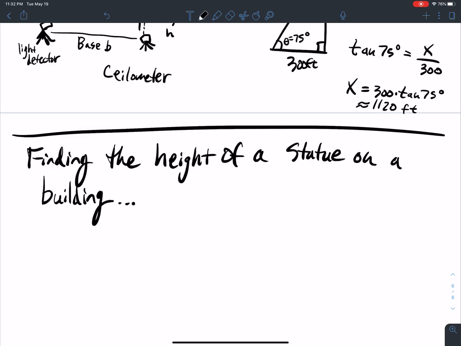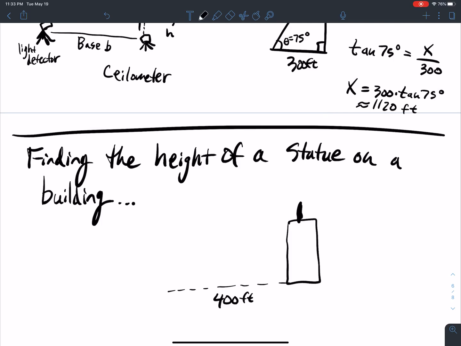Adorning the top of the Board of Trade building in Chicago is a statue of Ceres, the Roman goddess of wheat. I said that wrong, but whatever. From street level, two observations are taken 400 feet from the center of the building. So there's an angle of elevation. We've got a building, and at the top of the building is some statue. 400 feet away, they take two measurements.